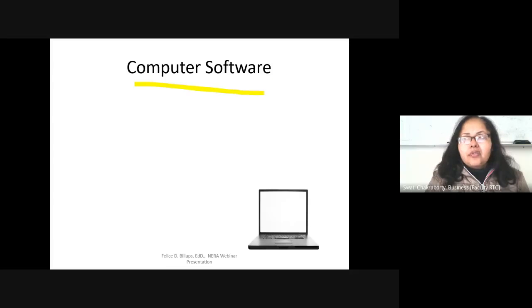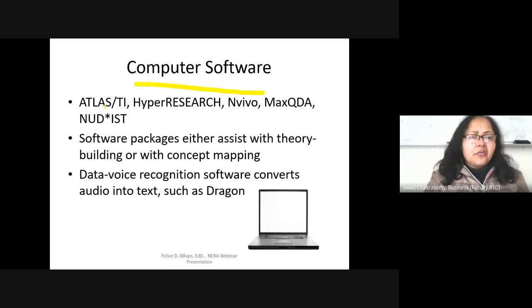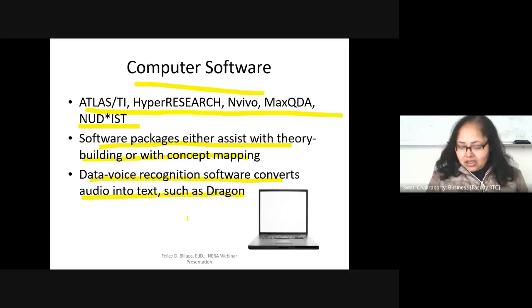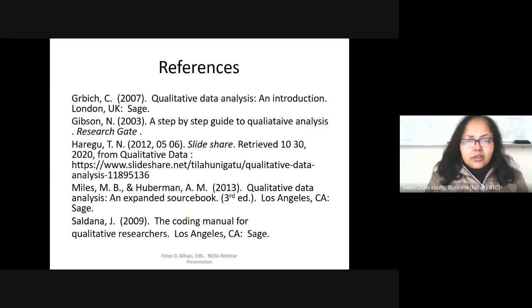Now, the computer software we use, because we're dealing with such a huge amount of data, so we need computer software. The software that we use are Atlas.ti, HyperRESEARCH, NVivo, MAXQDA, NUD*IST, right? And these software packages either assist with theory building or with concept mapping. There is also voice recognition software, which converts audio into text. An example of this is Dragon, right? And these are the references that we have.